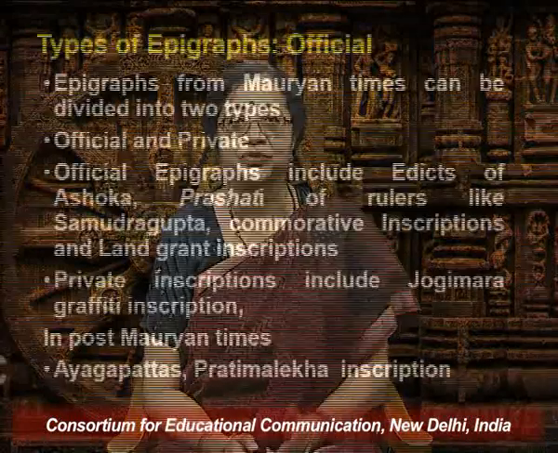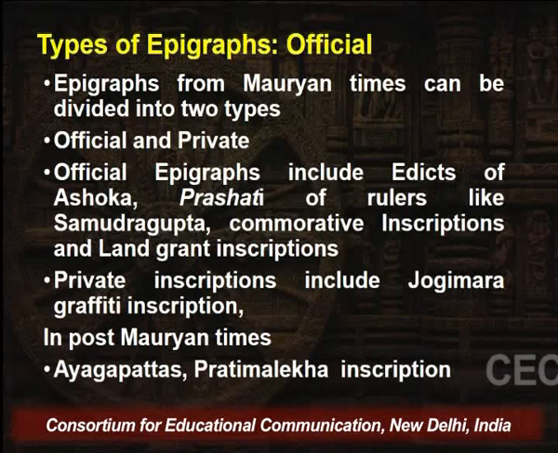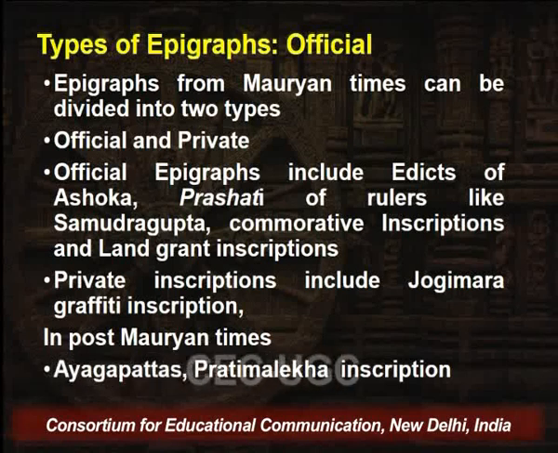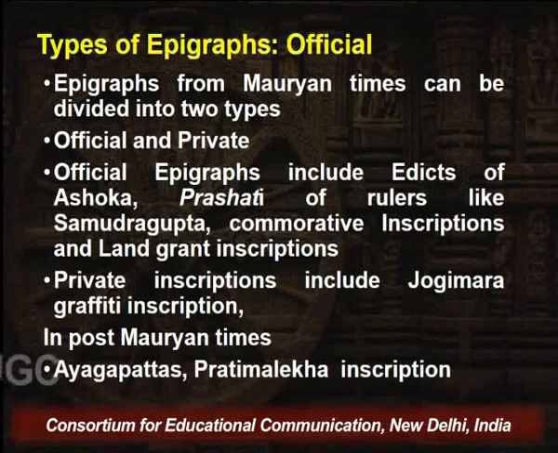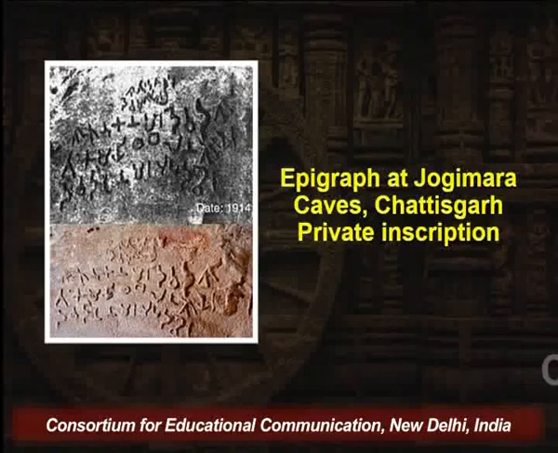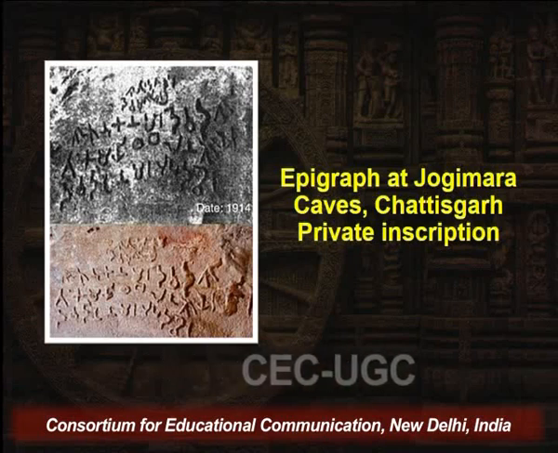Now, if we look at inscriptions beyond Harappa, we can actually divide them into two sections. We can call, especially in the ancient and the post-Mauryan time, the official inscriptions, which will include the edicts of Ashoka, the Prashasti of Samudragupta, the commemorative inscriptions, land grant inscriptions, and so on. And then the next is the private inscriptions, which include the Jogimara graffiti inscription. And in the post-Mauryan time, we also have the Ayagapattas, the Pratima lekhas, the votive inscriptions. Let me first start with the private inscriptions because the official inscriptions have to be described in some detail.